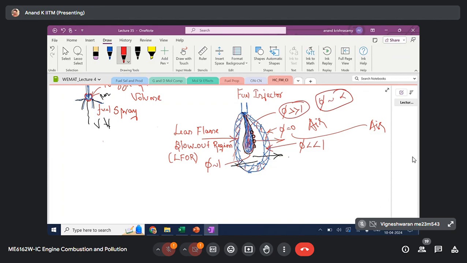Phi is defined as the actual fuel-air ratio divided by the stoichiometric fuel-air ratio. Air is in the denominator, so it is fuel divided by air. Air is 0, that's why Phi is infinite. So when I say Phi infinite, it's only fuel, with no air at all. When you spray fuel into the engine cylinder, in the core region you may not have even air, so you will have infinite Phi. Or there are regions where Phi is very, very high, meaning that the air levels are considerably low in the liquid phase core region.